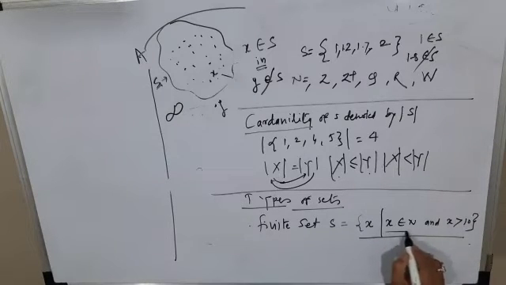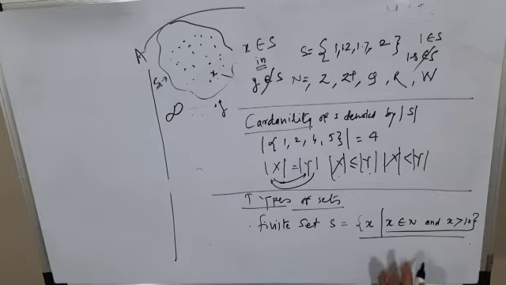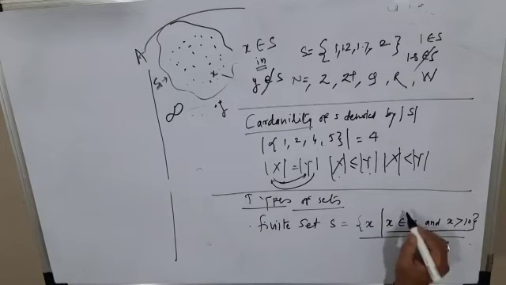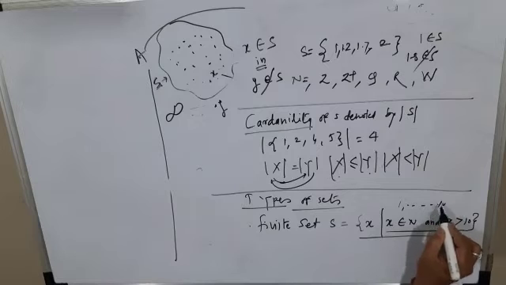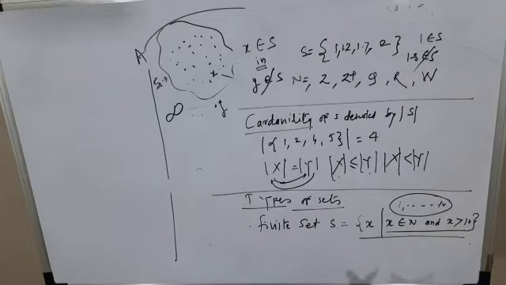So the number of elements is finite. A natural number less than 10 means the numbers 1, 2, 3, 4, 5 and so on up to 9 only. So this belongs to N.